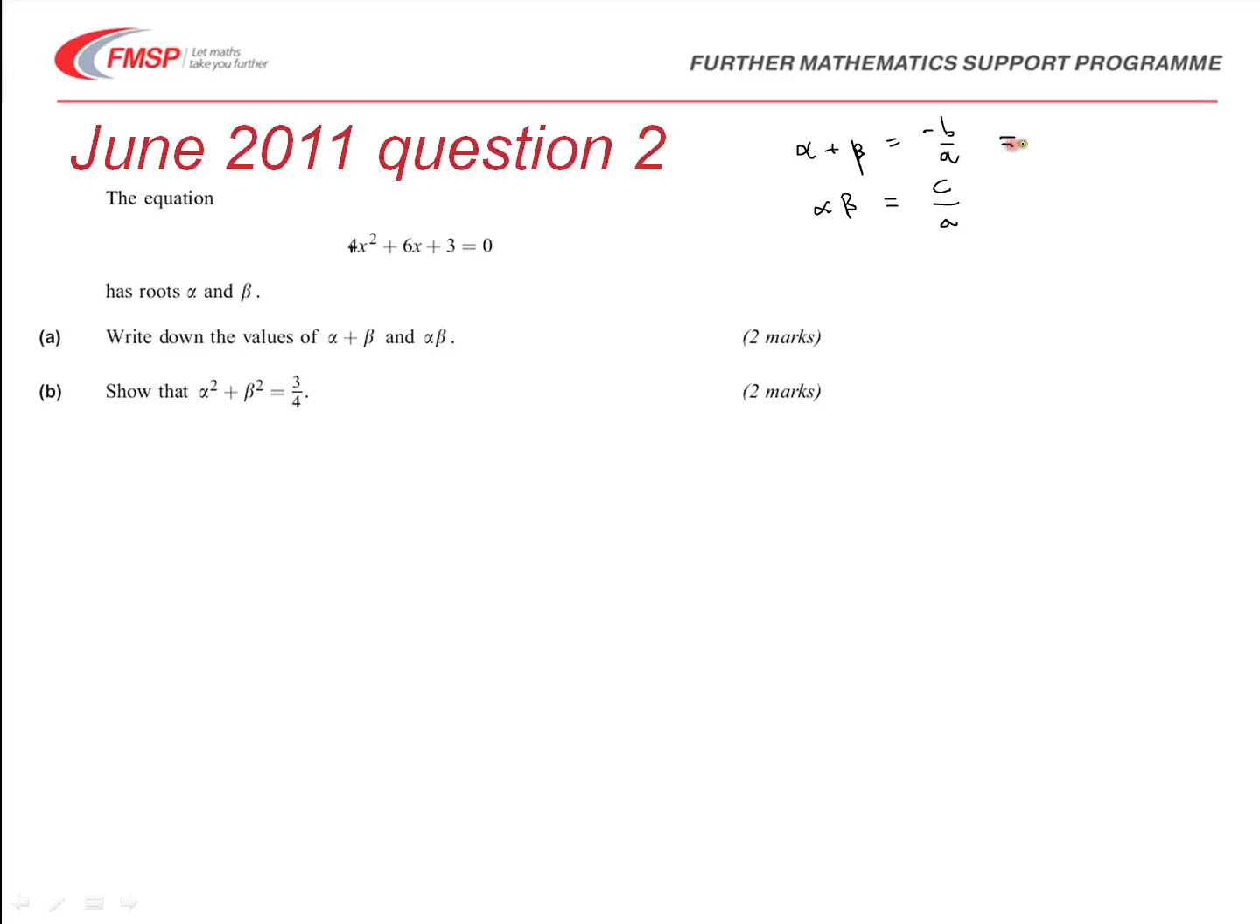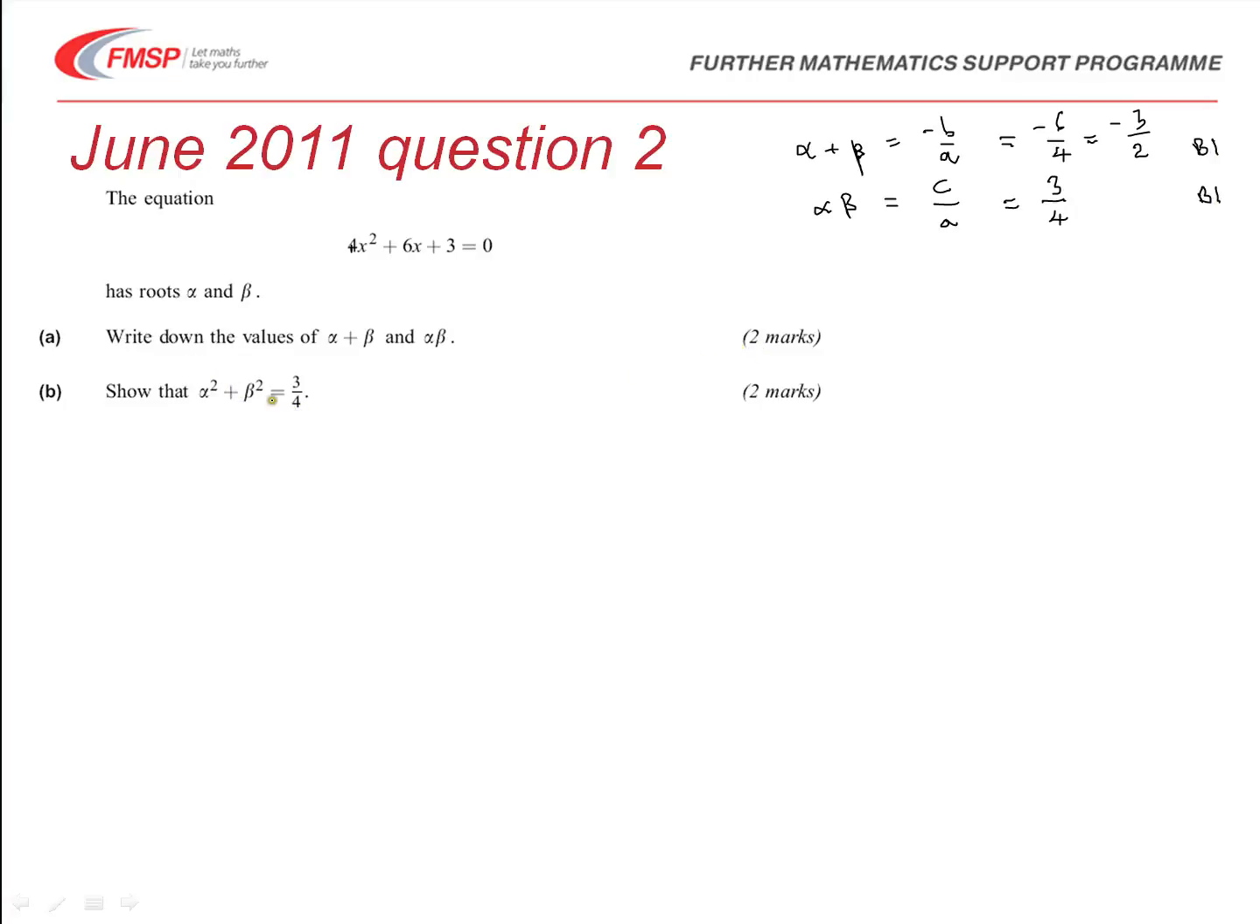And so that's quite straightforward, because b is 6 and a is 4, so this becomes minus 6 over 4, or minus 3 over 2. And similarly, c over a becomes 3 over 4. Fairly obviously there's only one mark for each part here, so that will give us what we require for the 2 marks in total.